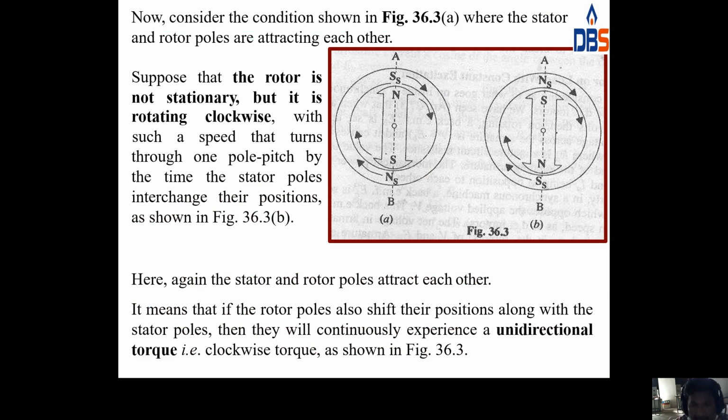Now consider the condition shown in the figure where the stator and rotor poles are attracting each other. Suppose the rotor is not stationary but rotating clockwise with such a speed that it turns through one pole pitch by the time the stator poles interchange their positions. Hence, again the stator and rotor poles attract each other. If the rotor poles also shift their position along with the stator poles, then they will continuously experience a unidirectional torque in the clockwise direction, as shown in the figure.